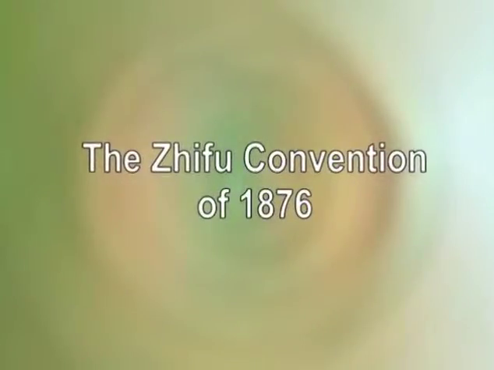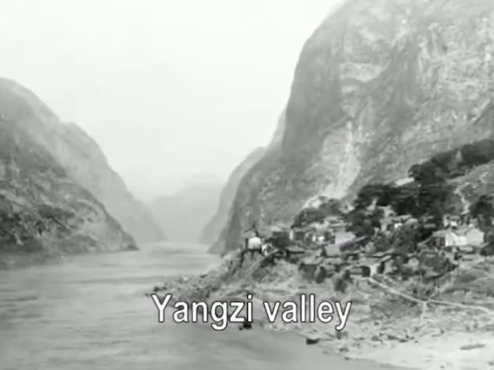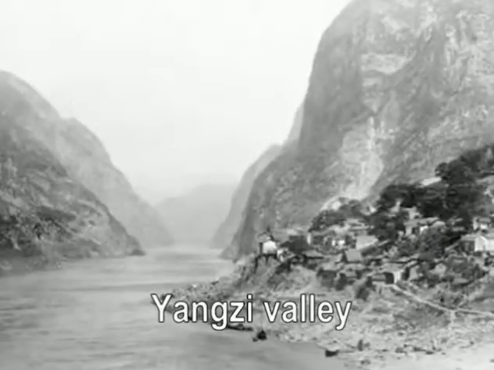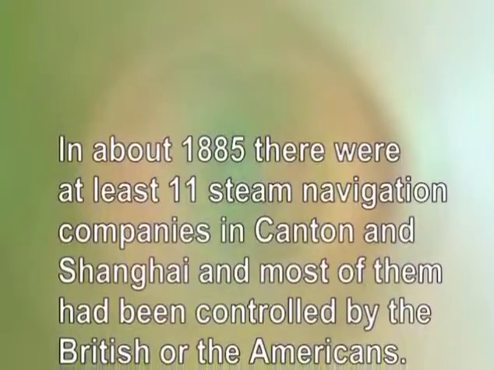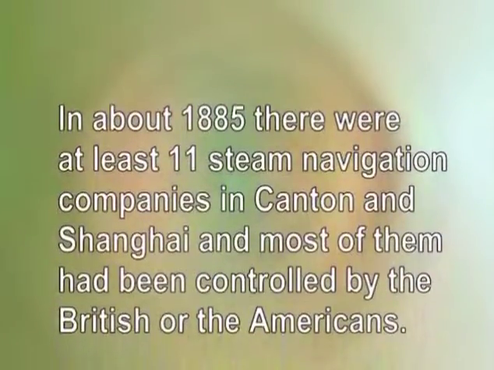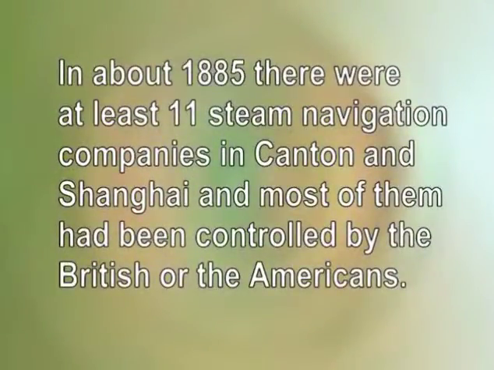Another thing was that Chinese trade was at that time expanding rapidly, particularly foreign trade. The rapid growth of external trade was increasing enormously. The Chefoo Convention of 1876 gave foreign ships the right to visit the Yangzi Valley, but officially the Yangzi Valley was not at all open. In about 1885, there were at least 11 steam navigation companies in Canton and Shanghai, and most of them had been controlled by the British or the Americans.